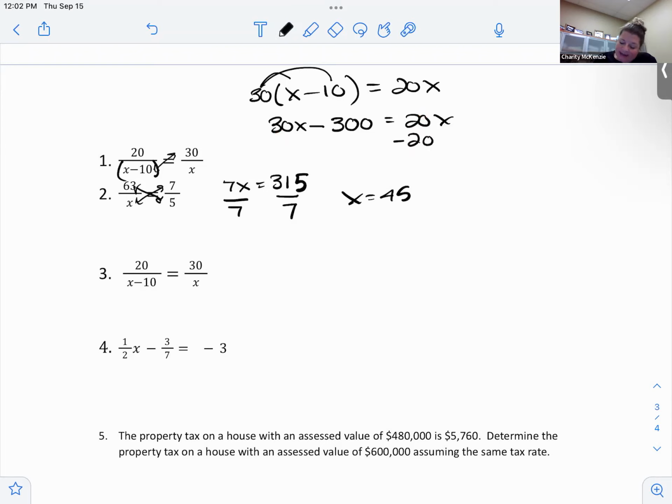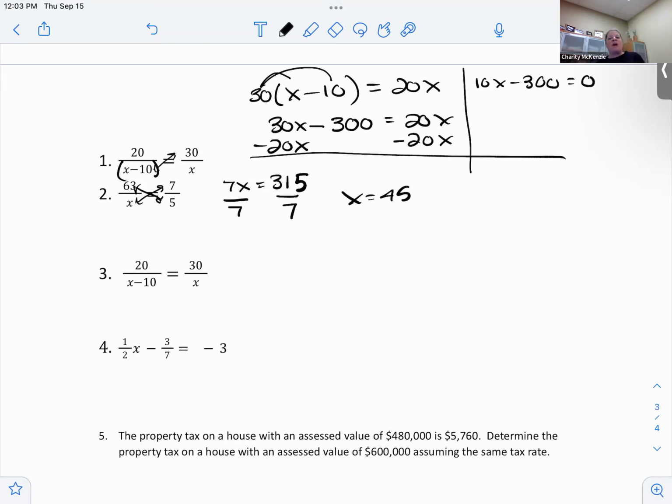So basically, I need a negative 20x over here to the x term. Don't try to combine that with your 300. That's not going to work. Okay, and then I'm going to finish it up here. So 30 minus 20 is going to give me 10x. I still have minus 300, and now it equals 0. Just don't drop off the equal 0 if everything moves to one side. All right, and then I'm going to add the 300 to both sides. And I'll have 10x equals 300.